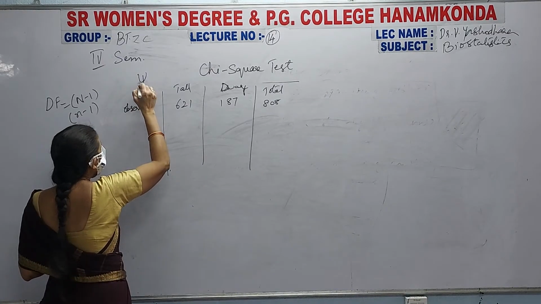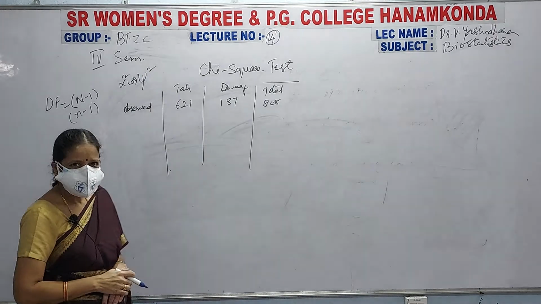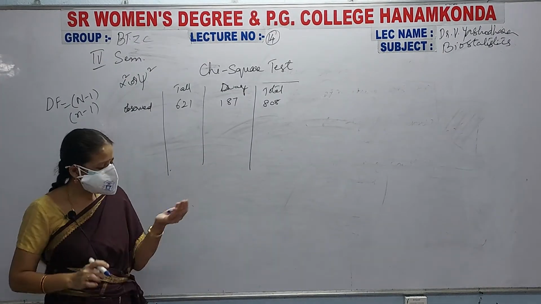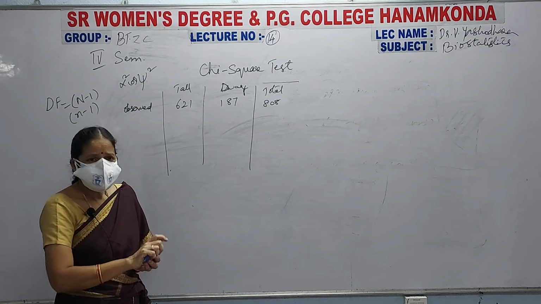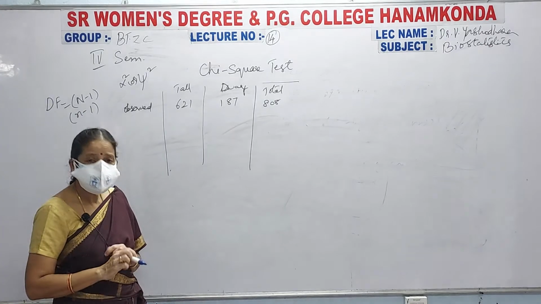I asked you to calculate x square or psi square. Now how to calculate this? Only observed values I have given. I have not given the expected values. Expected values you have to calculate. How to calculate expected values?